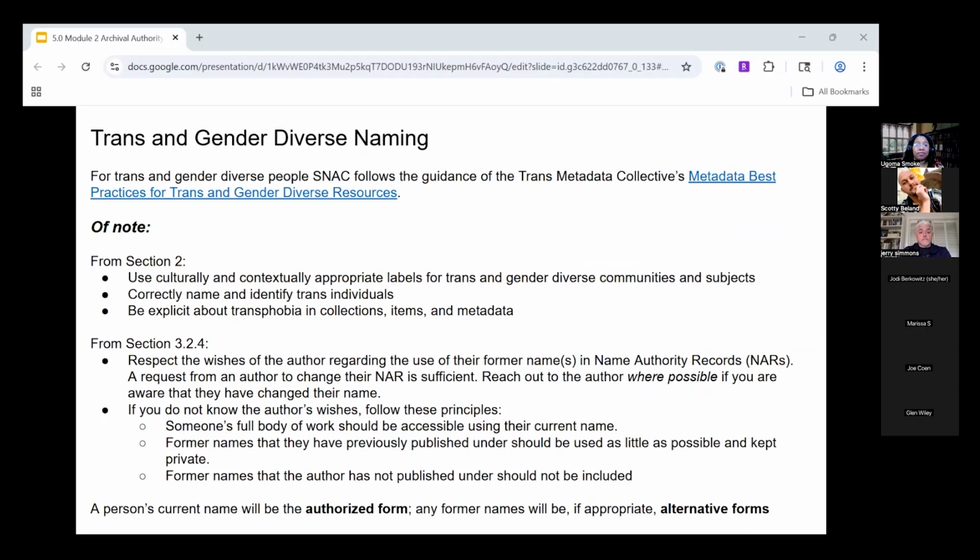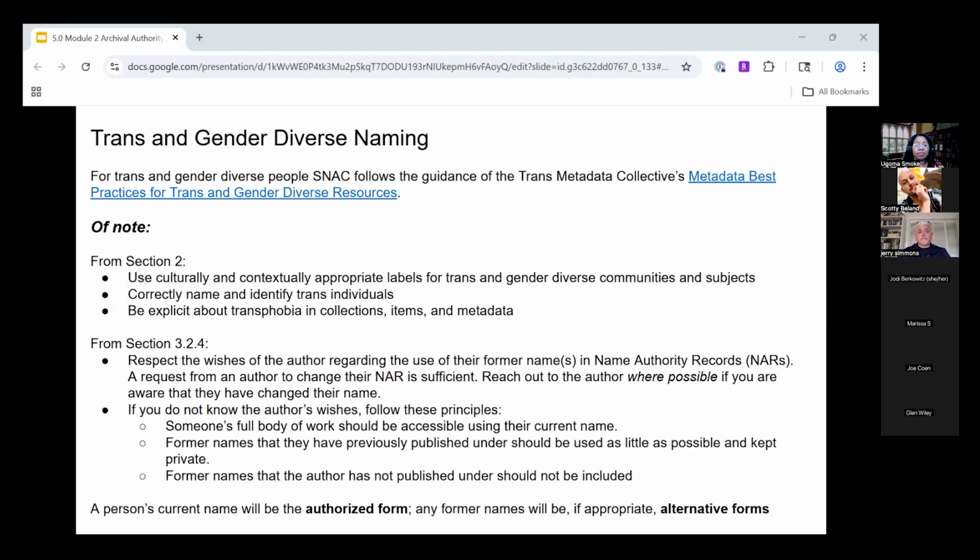For trans and gender diverse people, SNAC follows the metadata best practices for trans and gender diverse resources that were created by the Trans Metadata Collective in 2022. We want to note that editors should be explicit about transphobia in collections, items, and metadata, including finding aids. It's important to read biographical information for inappropriate language. Editing biographical information taken from sources is fine.